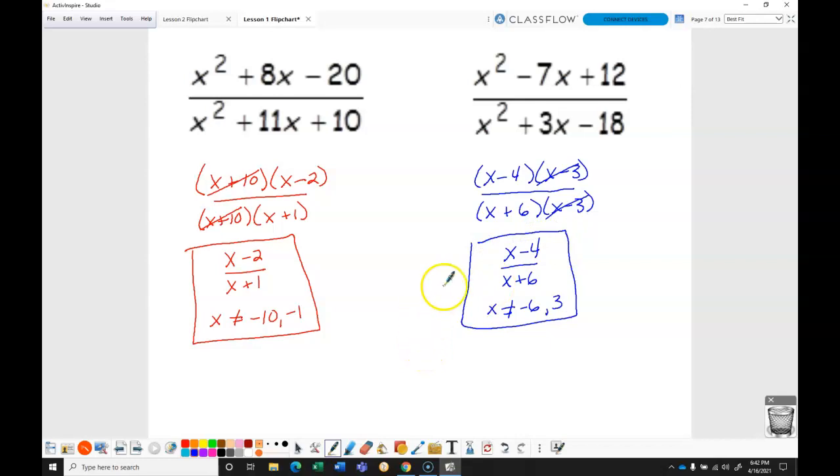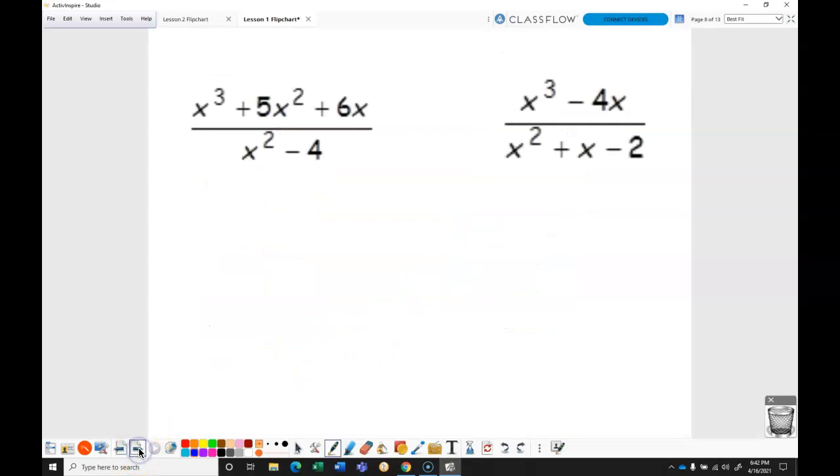All right, if you're not done writing, pause, and come back when you're done. Try these two. Pause right now, give it a shot, and then unpause when you're ready to see the worked solutions.